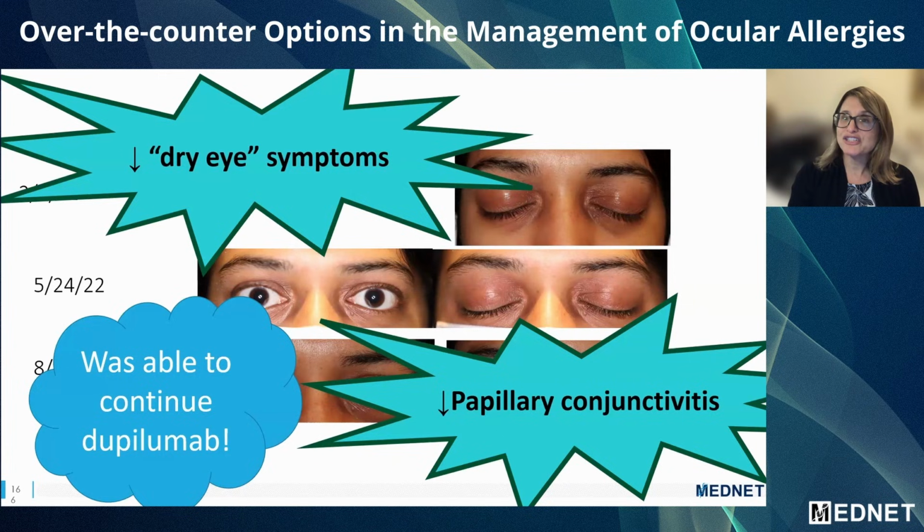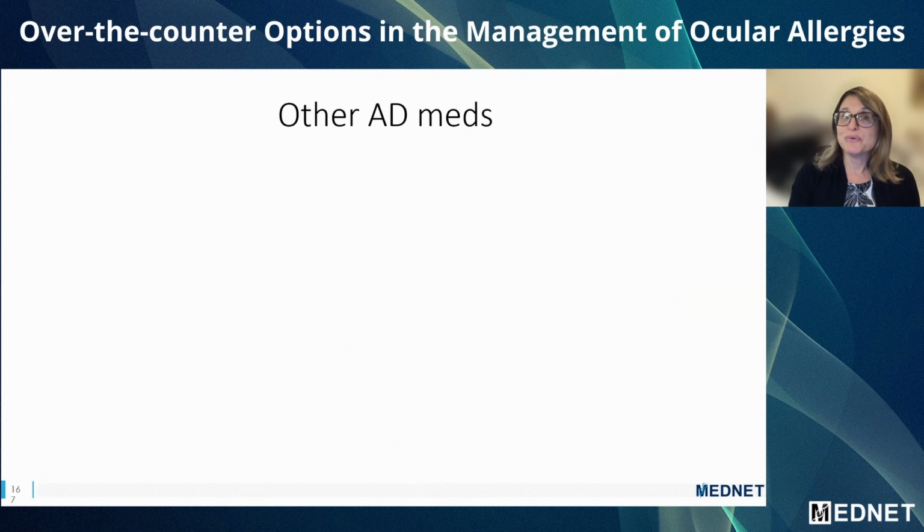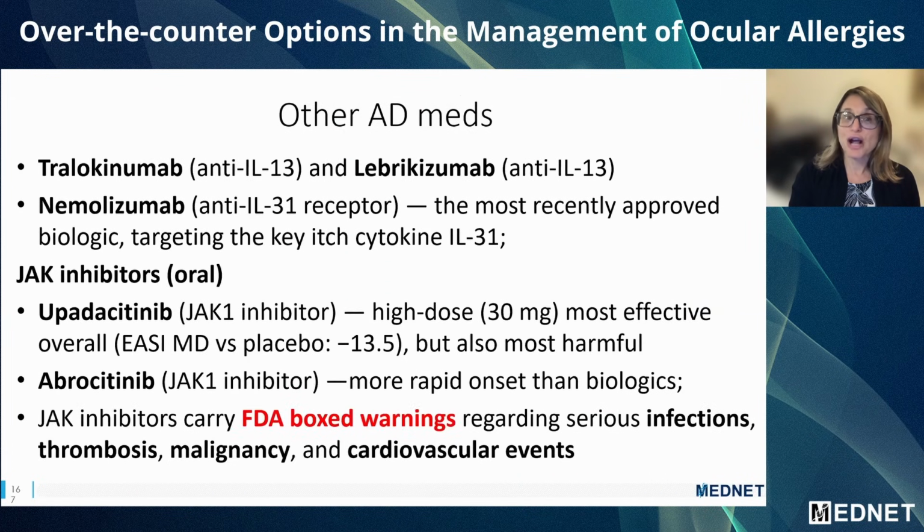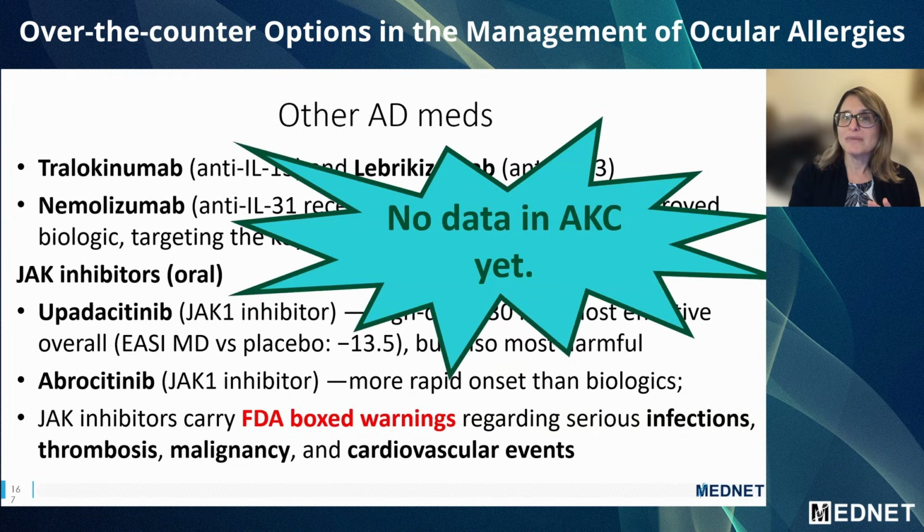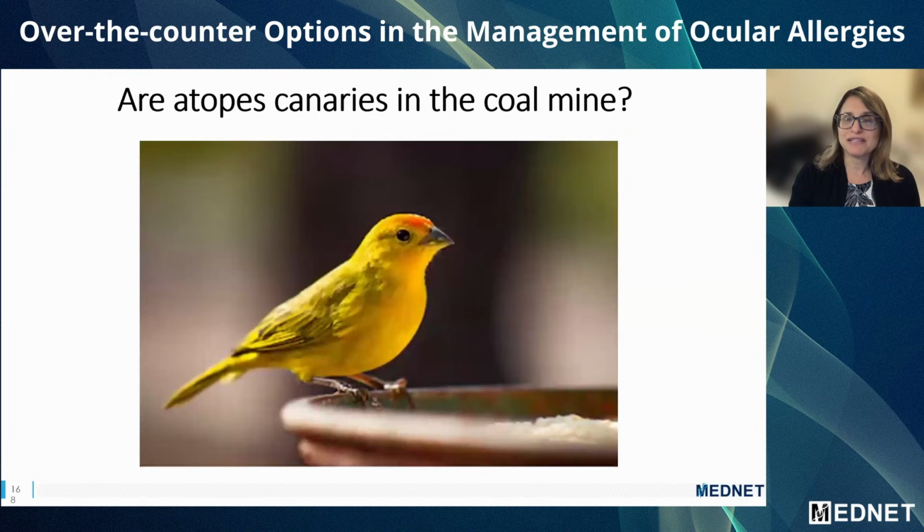Now, because we have other agents in atopic dermatitis, some of the dermatologists I work with are switching and trying other options to see if you can still get the skin control without the conjunctivitis. But again, we don't know. So here are some of the newer options. There are ones that block specific cytokines like, again, IL-4, IL-13, IL-31. And then there are JAK kinase inhibitors that have some FDA boxed warnings. So they're generally second line, but all of these are used for atopic dermatitis. Since they're relatively recent, we still don't know how they're going to fit in with AKC treatment.